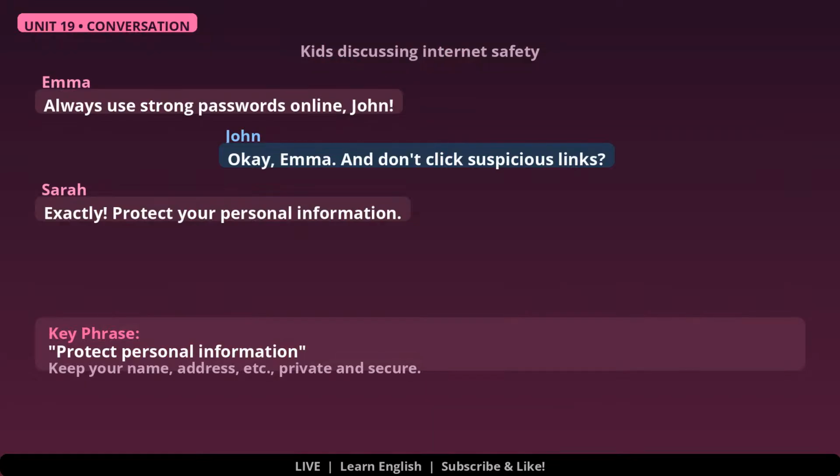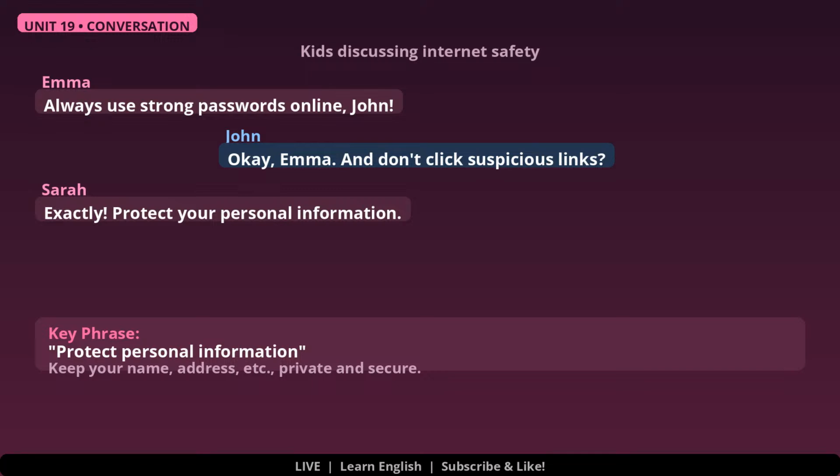Time for conversation practice. Situation. Kids discussing internet safety. Emma says, "Always use strong passwords online, John." John says, "Okay, Emma. And don't click suspicious links." Sarah says, "Exactly. Protect your personal information."